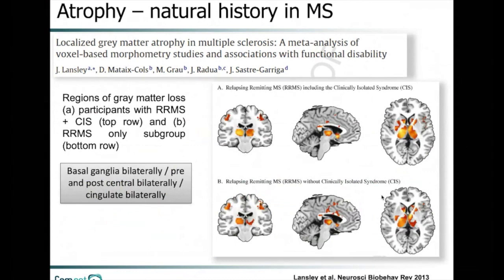We also know, from a meta-analysis of voxel-based morphometry studies that we performed in collaboration with other groups, that this gray matter damage is more prominent in different areas of the brain, particularly in the basal ganglia bilaterally, but also in the pre- and post-central gray matter cortical areas bilaterally, and in the cingulate gyri bilaterally as well. And this has been confirmed by other groups using other techniques.